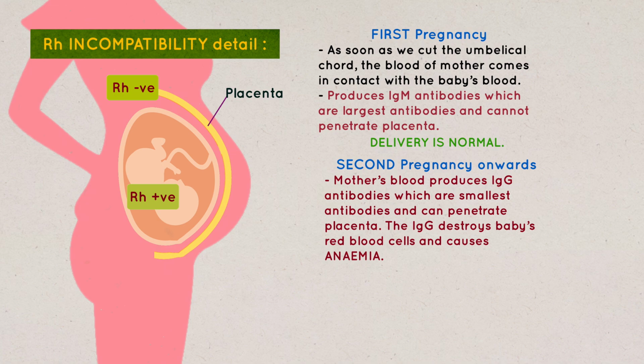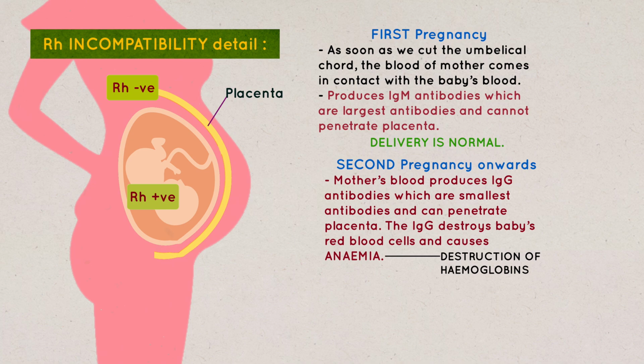The antibody that mother's blood forms is IgG antibody. This antibody is the smallest antibody. It can easily penetrate placenta and enter fetus. This IgG antibody destroys the red blood cells of baby, which leads to 2 conditions. The destruction of RBCs causes severe anemia.